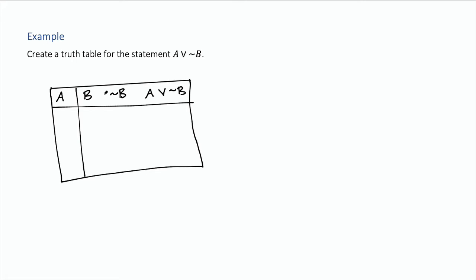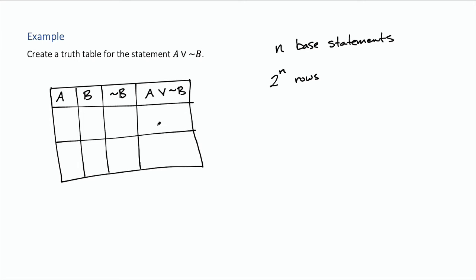Now, we need to decide how many rows we're going to have because you need to get all the possible combinations of these base statements A and B. A quick way to remember: suppose you have n base statements. The number of ways to combine those n statements is just 2 raised to the n. So you'll have 2 to the n rows in the truth table. There's 2 base statements here, so 2 to the 2, or 2 squared, is 4. So I'm going to have 4 rows here, so we'll create those 4 rows.